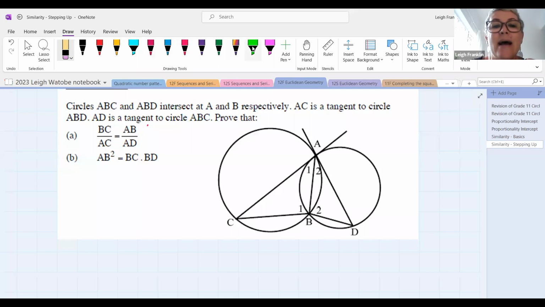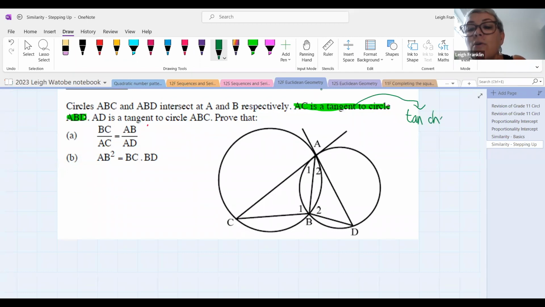When they say to us that AC is a tangent to circle ABD, they are telling us that for a specific reason. Similar to the last question, when we see the word tangent, what do we start thinking about? We start thinking about tan chord theorem. Okay, so let's highlight tangent AC. There it is. It's a tangent to the smaller circle, ABD.